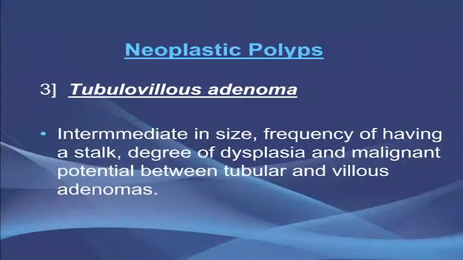So then there is the mixed type, where both tubular and villous components are present. These tend to be intermediate in size, frequency of having a stalk, degree of dysplasia, and malignant potential lies between the tubular and villous. So it behaves like half and half of each of these other varieties.